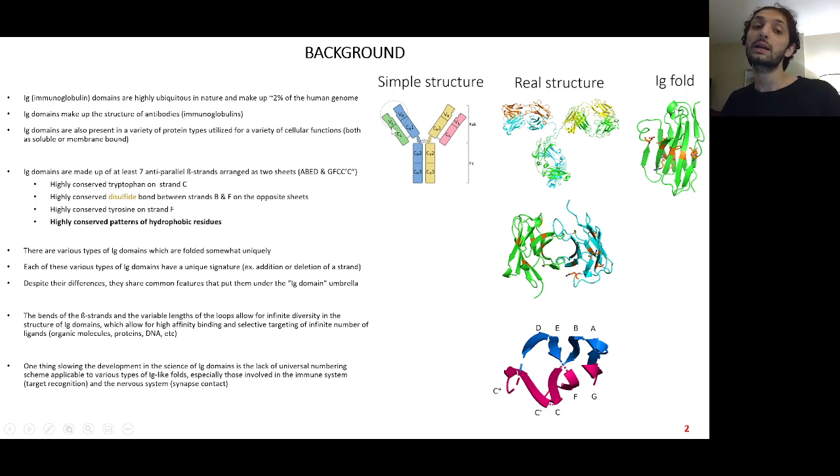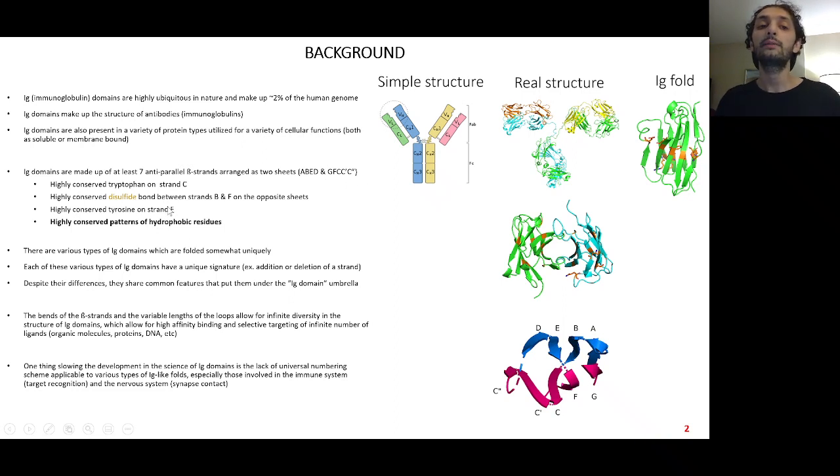Ig domains are highly ubiquitous in nature and make up about 2% of the human genome, which is a large percentage. They also make up the structures of antibodies, like you can see here on the right. They're also present in a variety of protein types utilized for a variety of cellular functions, both in soluble and membrane-bound form. The structure of an Ig domain is essentially made up of at least 7 anti-parallel beta strands arranged as two sheets, as you can see here on the bottom.